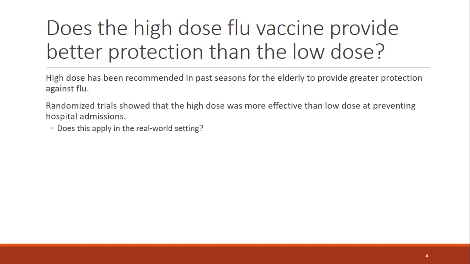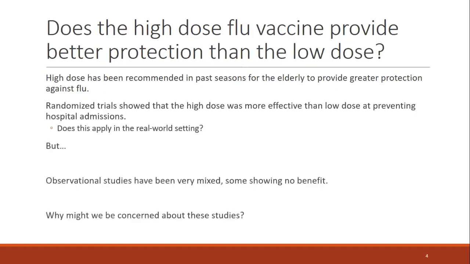But the question whenever we do a randomized trial is, how is that going to work in a real-world setting where we're not able to control so many elements? And what they found, interestingly, is that most observational studies that they've done have shown no benefit of the high-dose flu vaccine. And so what's going on, right? We're trying to think about, well, what might be some things that are impacting this, and why did we see a benefit in randomized trials, but in some of the early observational studies, there doesn't really seem to be a benefit.